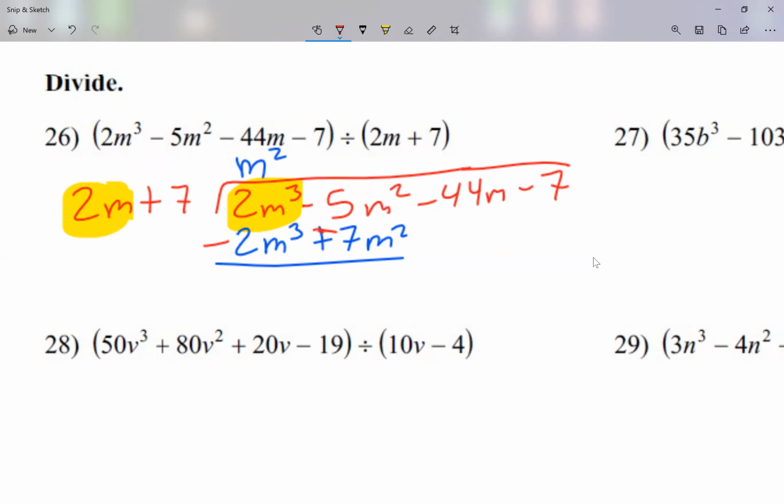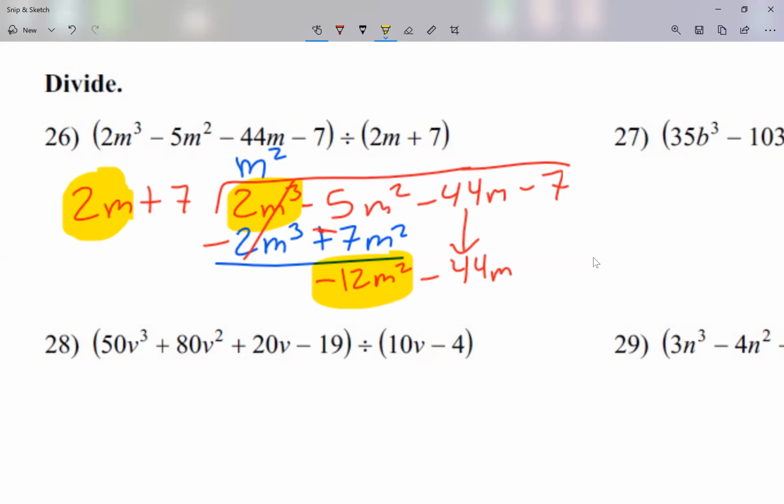All right, on the first one, 2m to the third minus 2m to the third, that gives me 0. This first term will always cancel out. That's what I want, right? 2 minus 2 is 0, so it cancels out. Now this next term, negative 5 and a negative 7, that's going to give me negative 12m to the second. Okay, now let me bring down the next term, minus 44m.